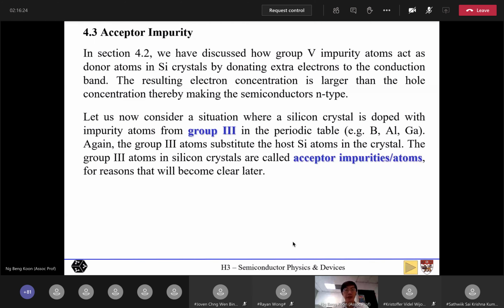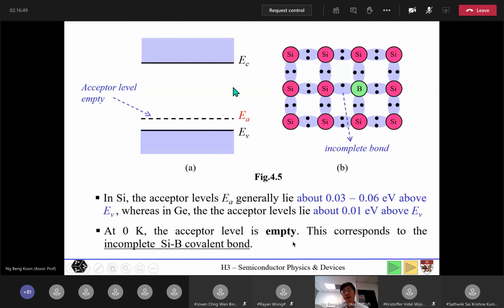What about the other category here? The other type is actually using group 3 elements from the periodic table, and in this case, this kind of element is called acceptor impurity atoms. The reason why we use acceptor will become clear after we discuss how it introduces extra carriers into the semiconductor.